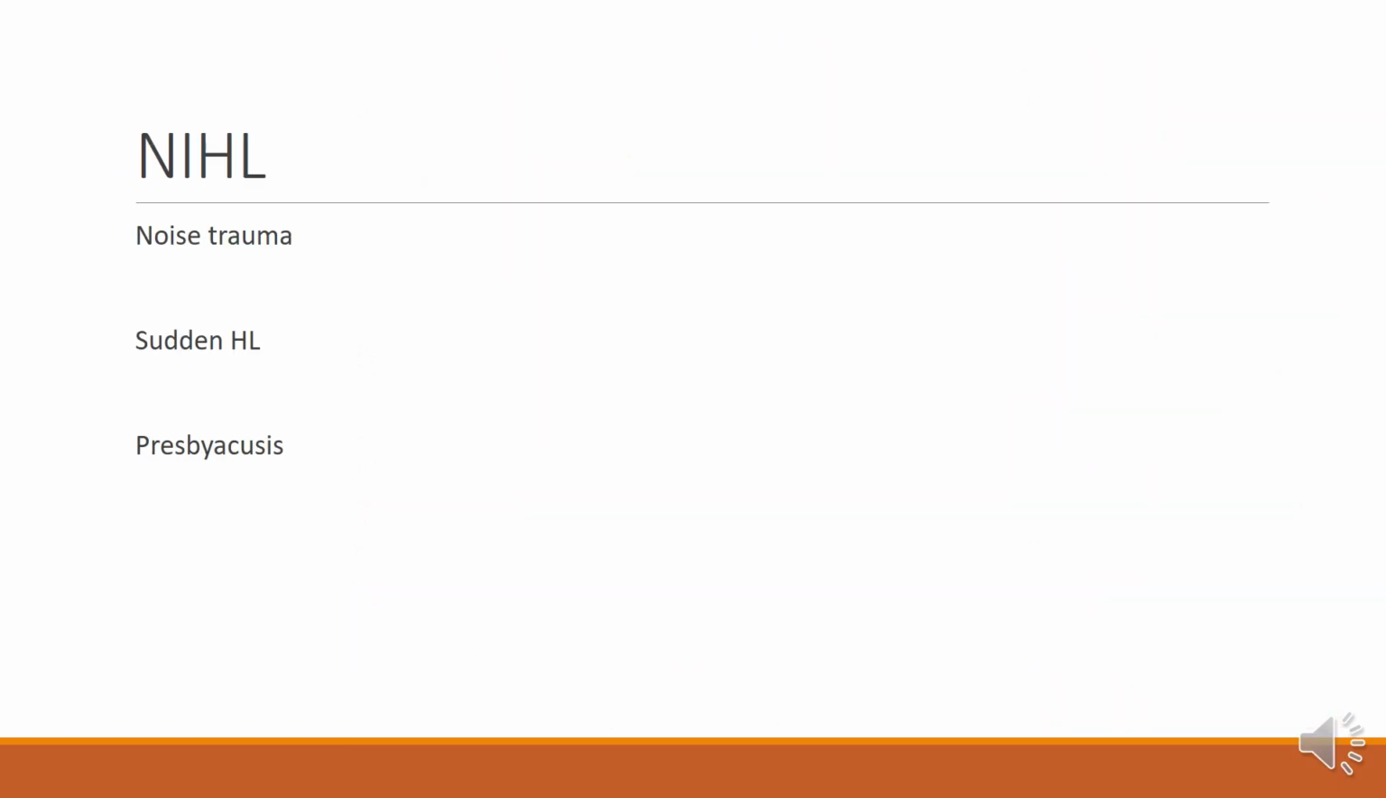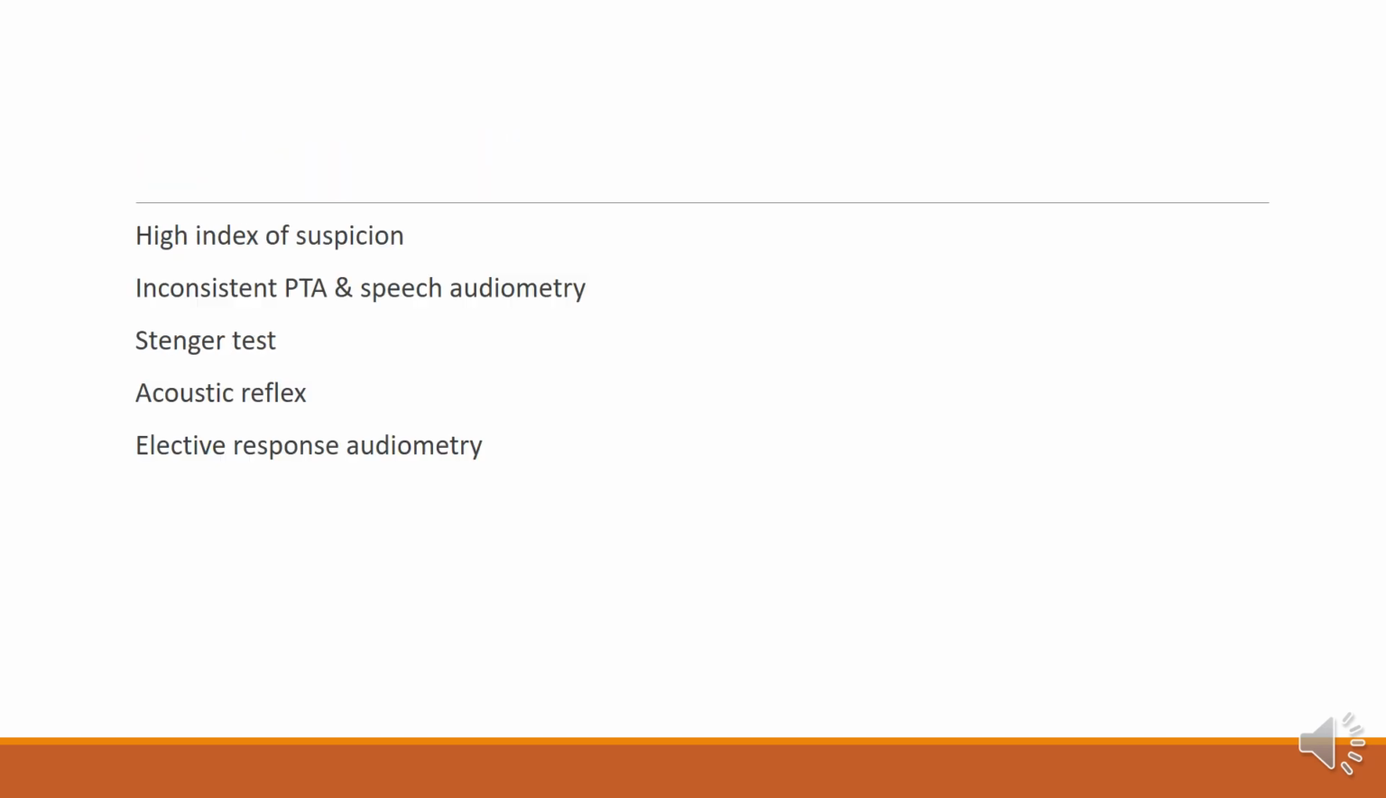Noise-induced hearing loss. We'll go through it in detail in our next lectures. It is caused by noise trauma. There may be sudden hearing loss and presbycusis. Hearing loss should have a high index of suspicion when the results of speech audiometry and pure tone audiometry are inconsistent. Stenger test is a test with the help of tuning forks. With it, we identify that the patient is malingering. Stapedial reflex or acoustic reflex will also help, and brainstem evoked response audiometry can also help us.